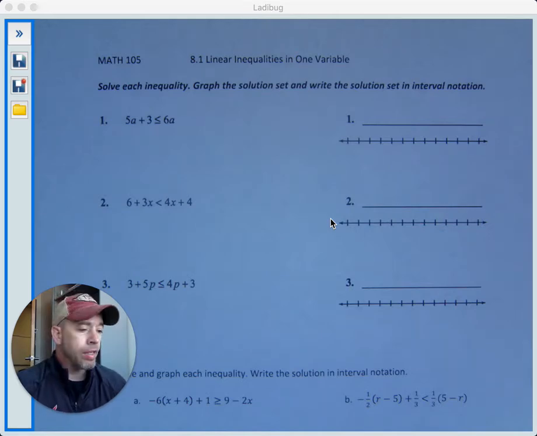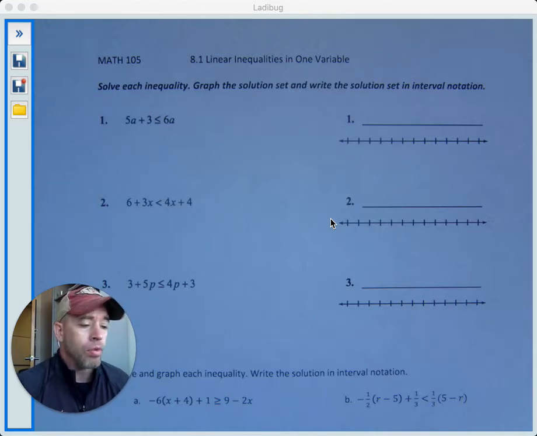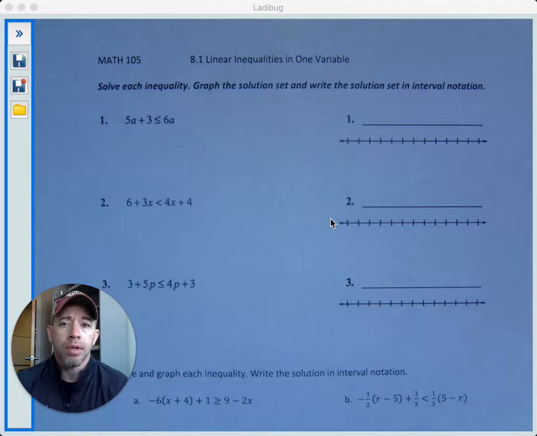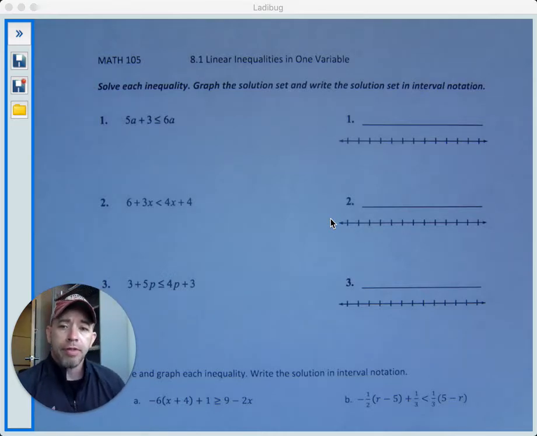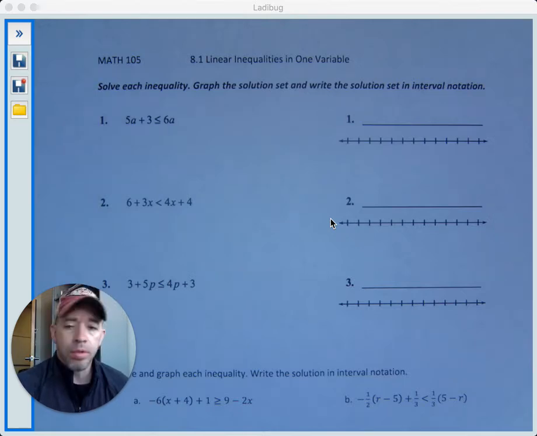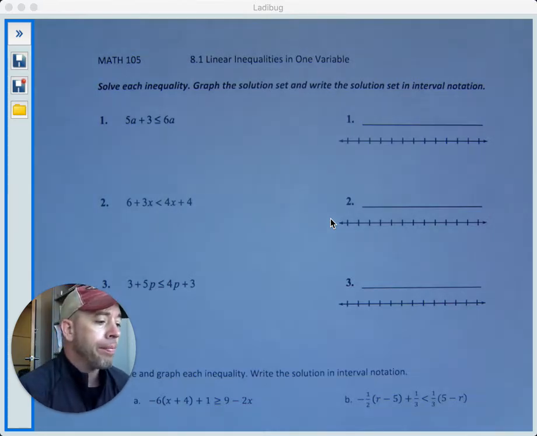Hey everybody, we're ready for chapter 8 and it's all about inequalities. So in the first section, we're going to talk about linear inequalities in one variable. Those are inequalities that have one variable, and we'll solve these pretty similar to how we solve linear equations. And then we're also going to graph inequalities in one variable. So we'll go through some examples here.